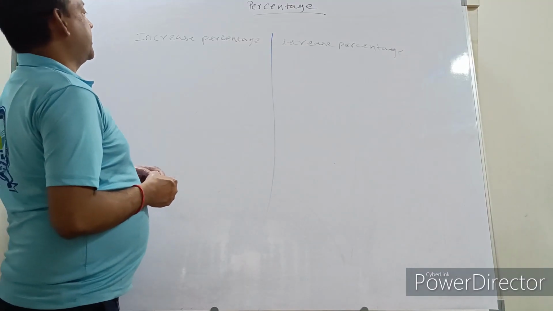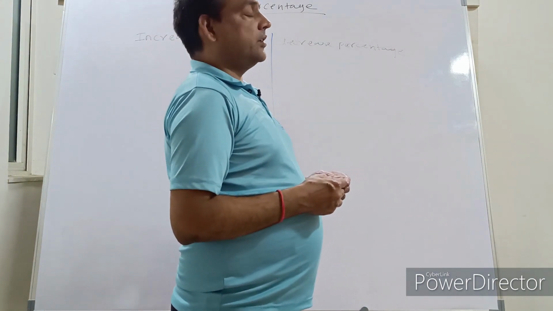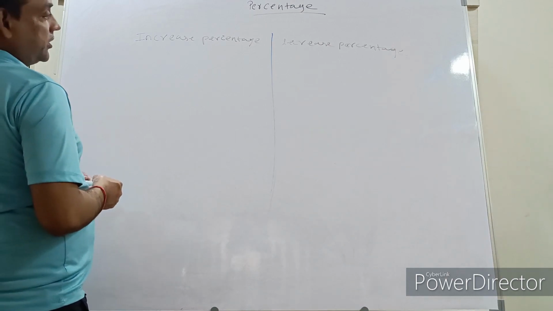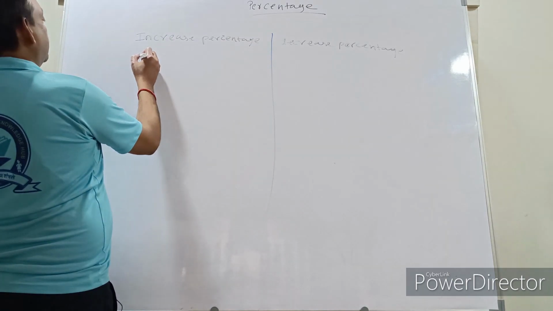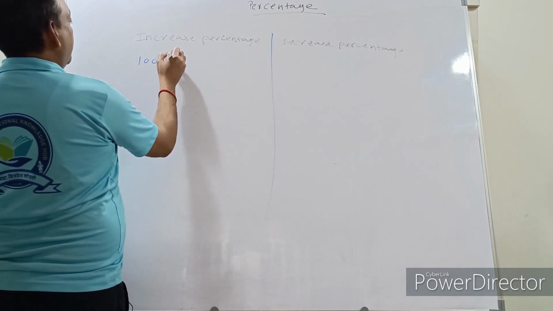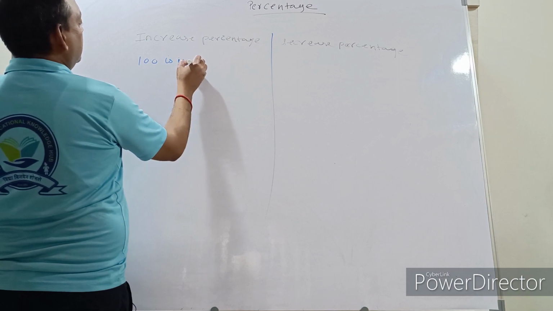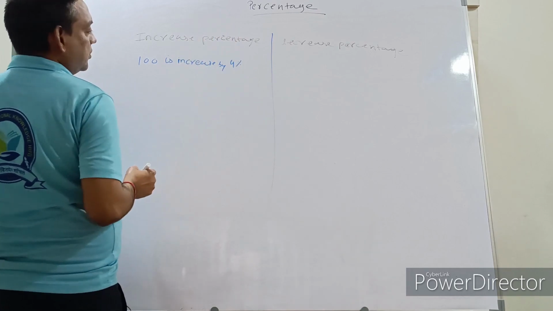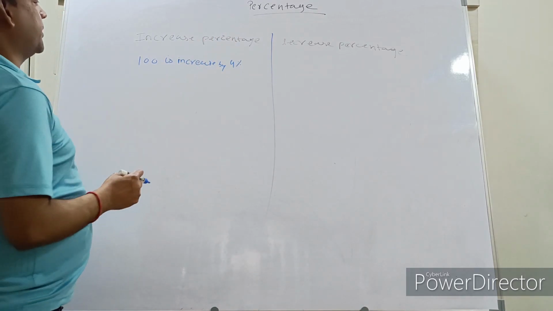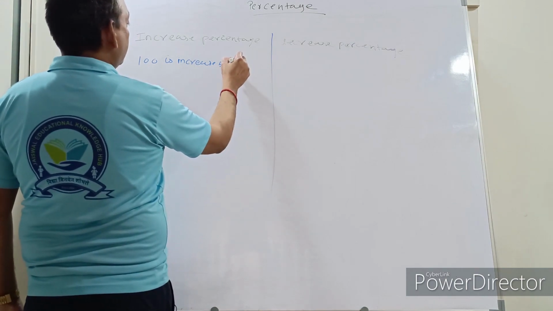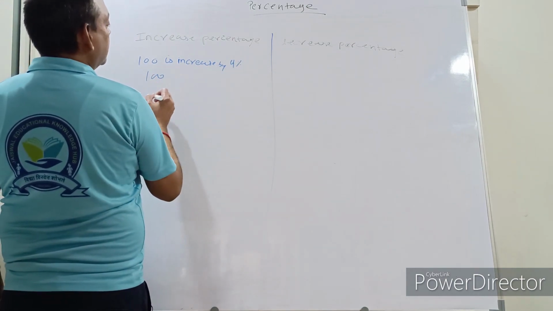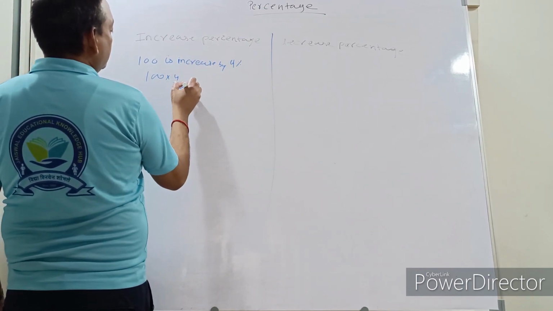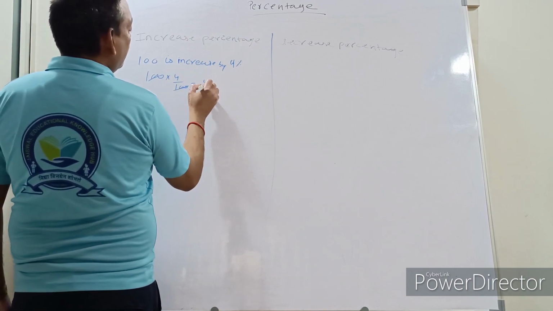Okay, the next part is the increase percentage and decrease percentage. Sometimes they give a number and then they ask you what will be the new number after the increase percentage. Suppose a number 100 is increased by 4%. So 100 is the original number, it increased by 4%. So 100 into 4 upon 100 gives you 4. So 4 is the increase.